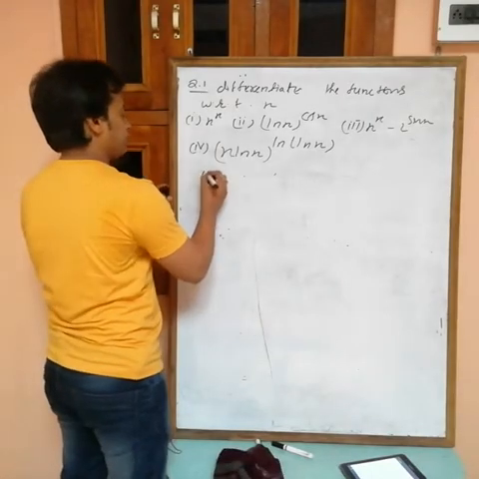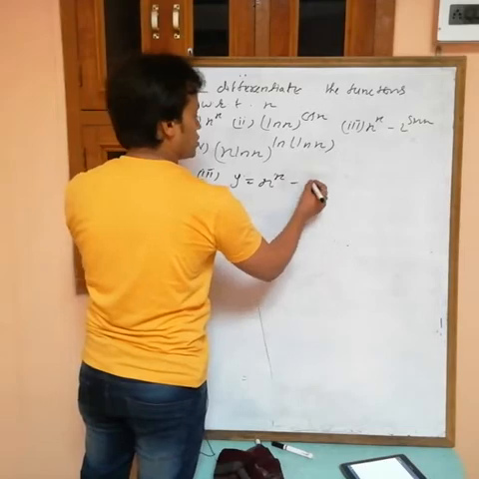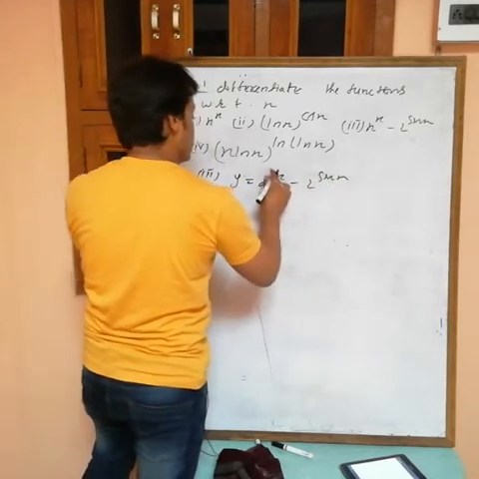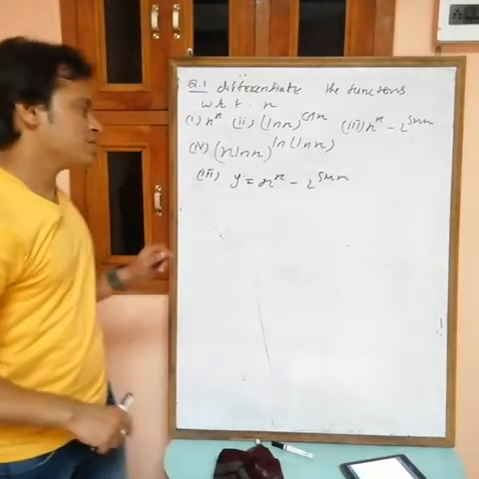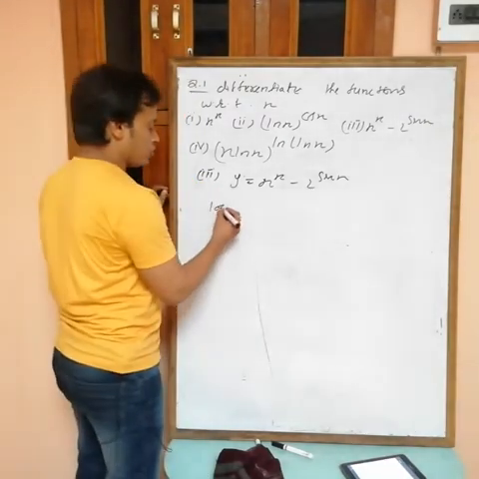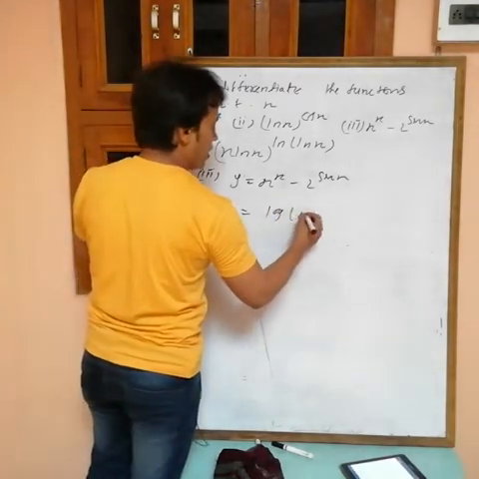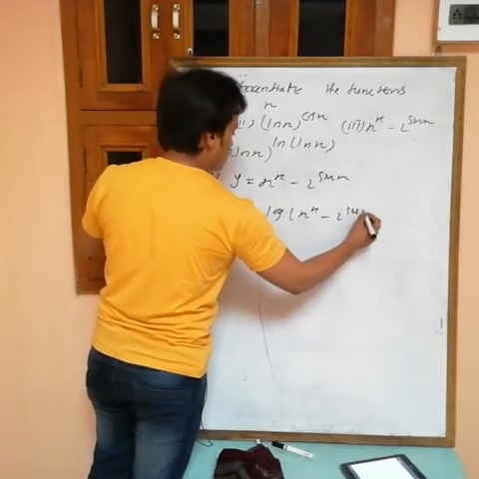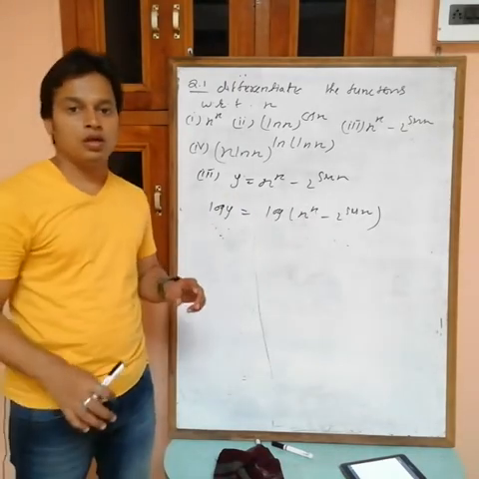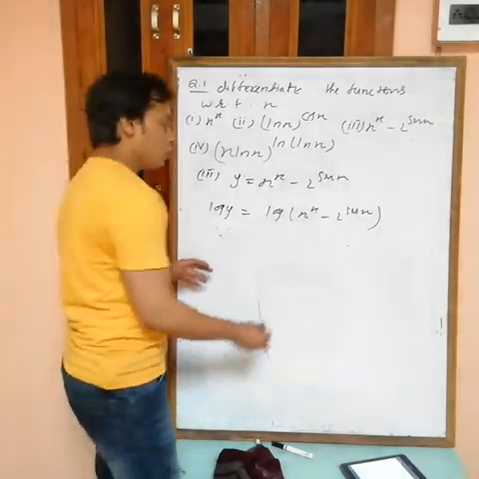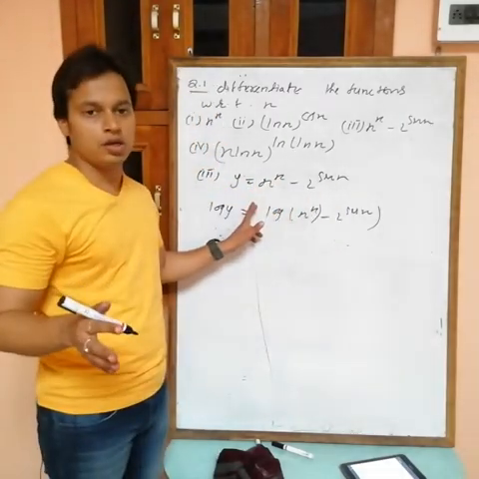Now third one, y equals x power x minus 2 power sin x. Now see, you can't take logarithm directly. Why? If I take log on both sides, then log y, no problem with this one. Log of x power x minus 2 power sin x. Now you can't write x outside. Why? Because this is the formula when log with x power x only, then you can write x outside.